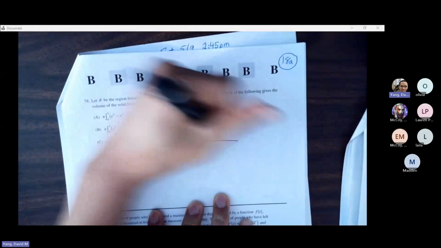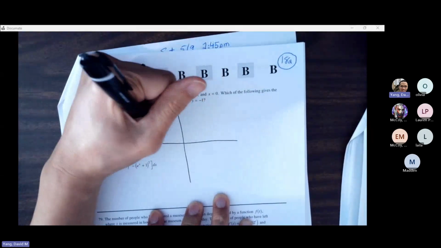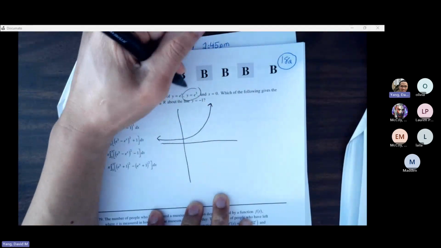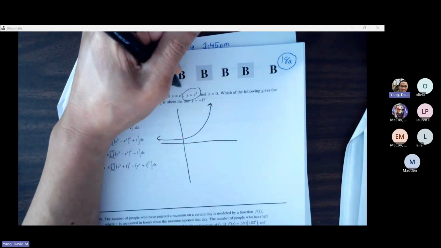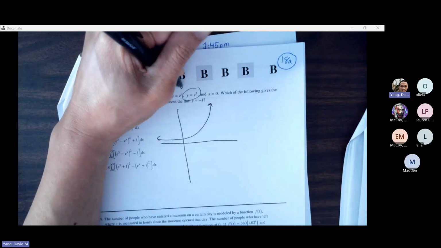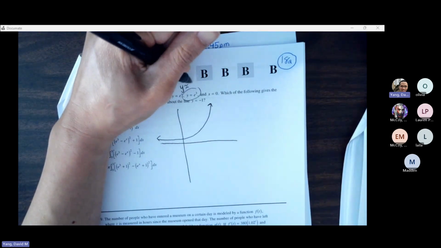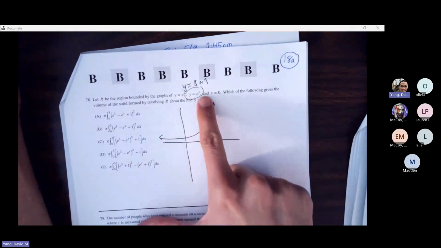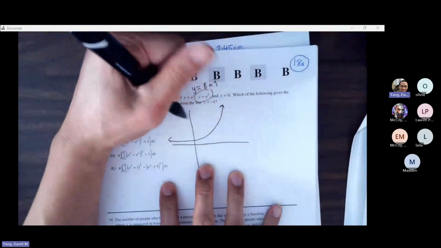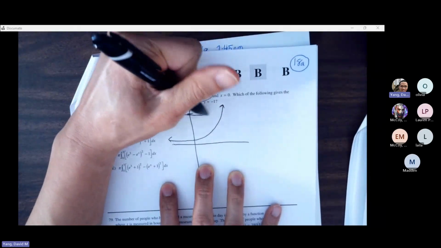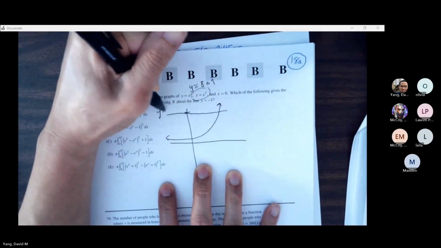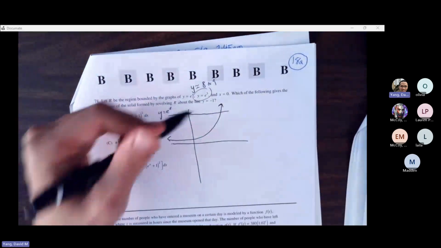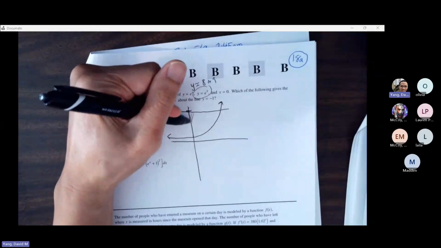So y equals e to the x is an exponential graph that looks like this. Y equals e cubed, think of e as around 2.7 or like 3-ish, so it's somewhere close to 8 or 9. It's just going to be some horizontal line, right? e cubed is just some decimal number. So let's just call this line e cubed. And the y-axis. So here's our shaded region.